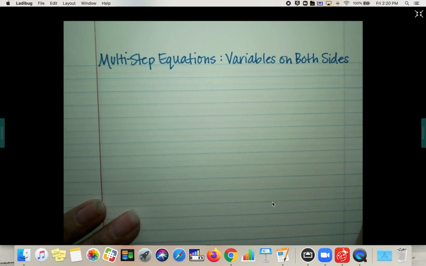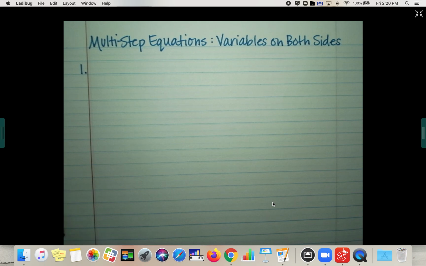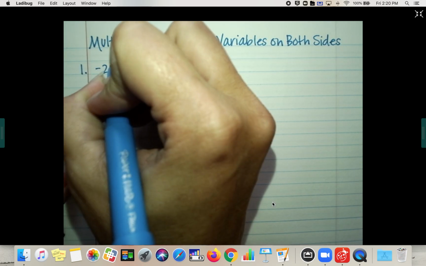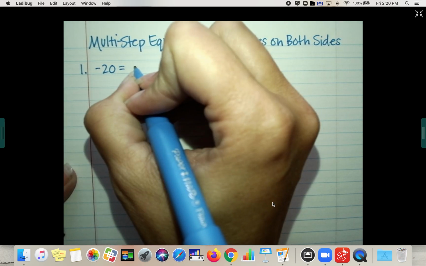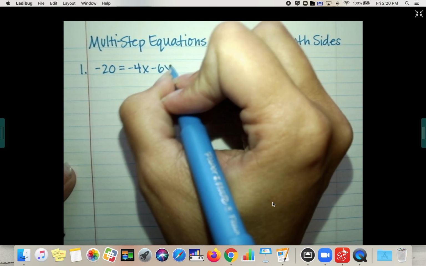Okay, you guys have already done 1 and 2 step equations, and now we're moving on to these harder ones. So there's a lot of problems. There are going to be 20. So get notebook paper that's enough for 20. Okay, number 1, negative 20 equals negative 4x minus 6x.